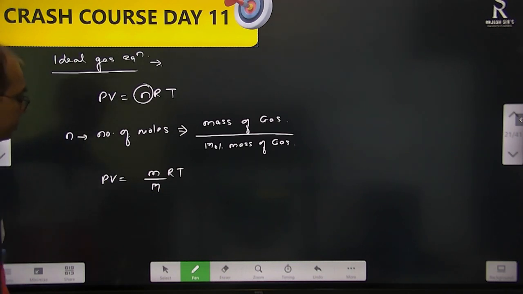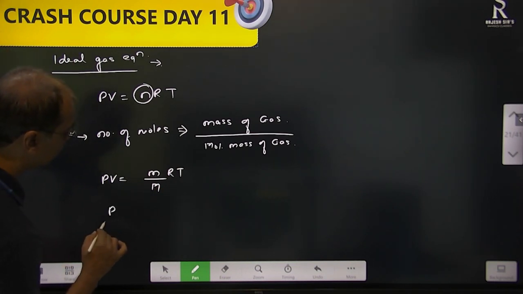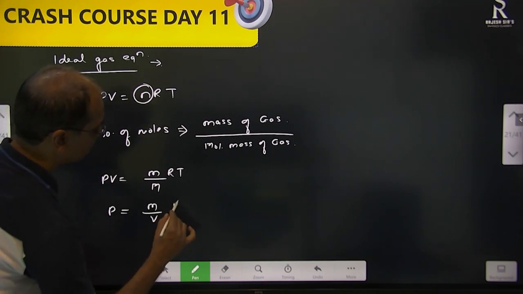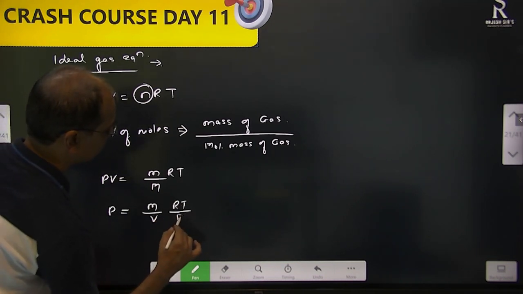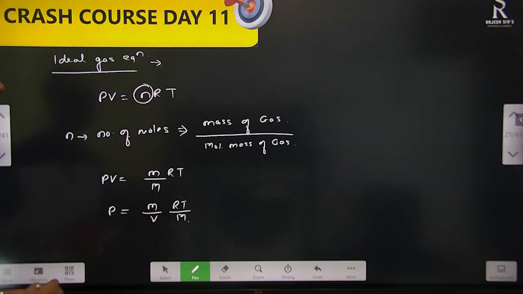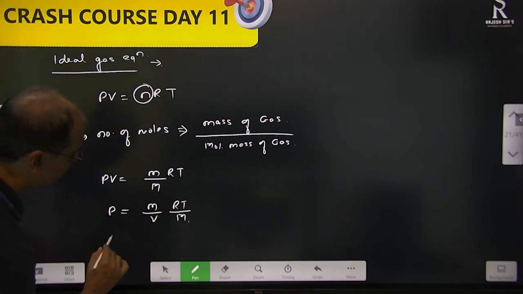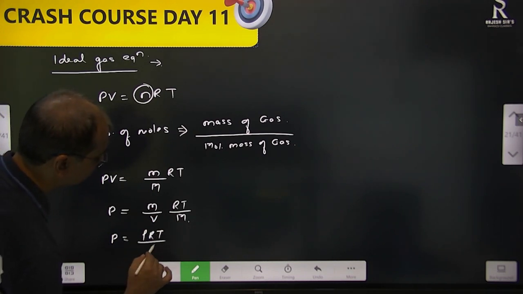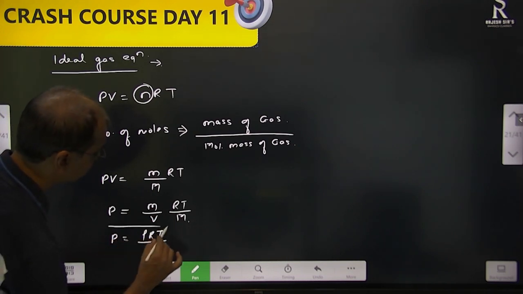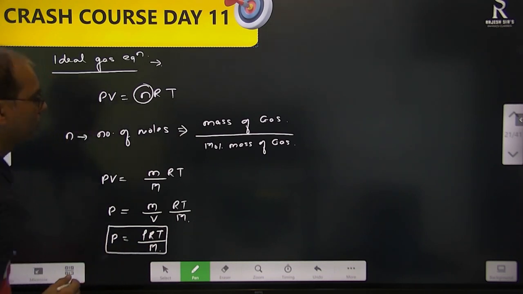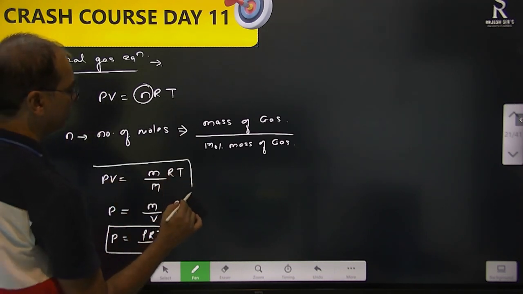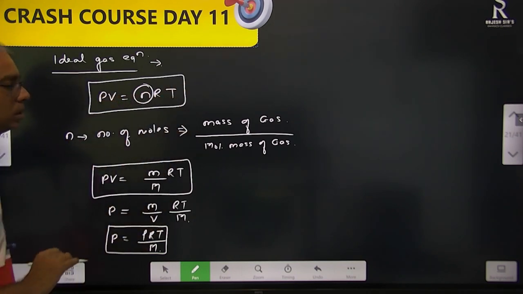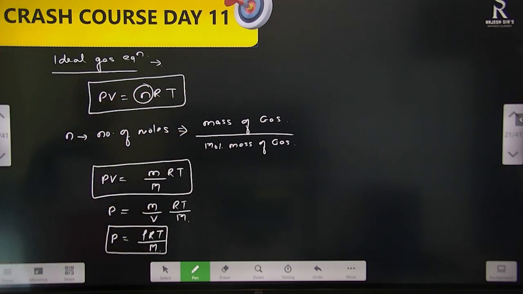Okay, further, P equal to M by V into RT by M. So M by V we can write in terms of density. So P equal to rho RT by M. So this is also important. There is no doubt about that.